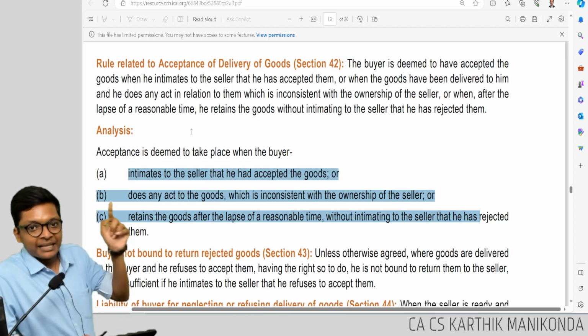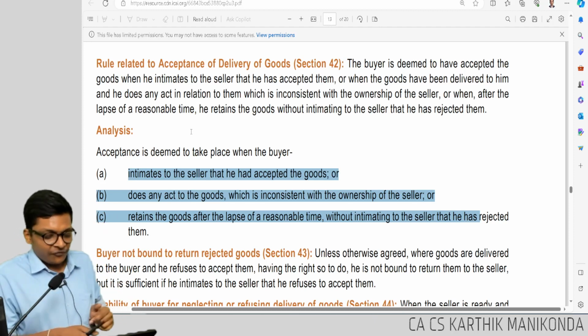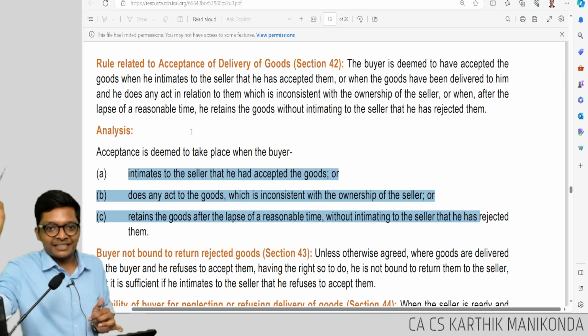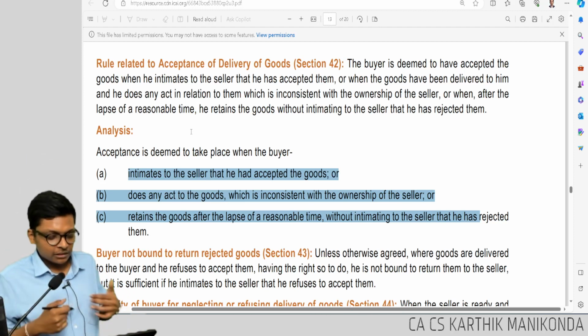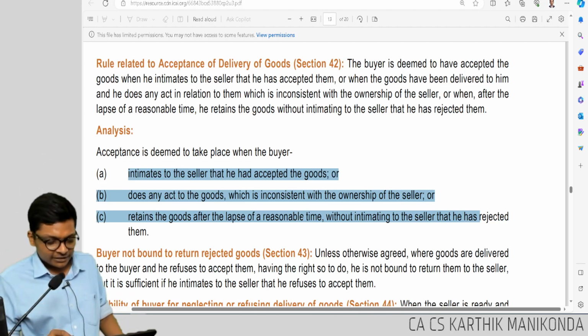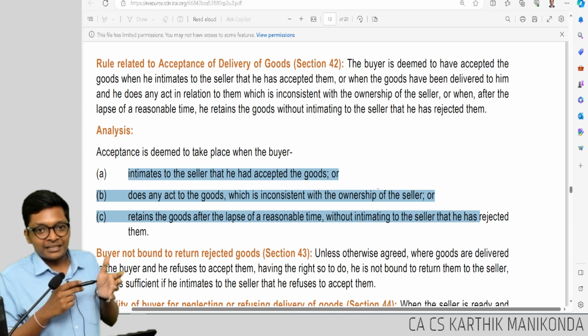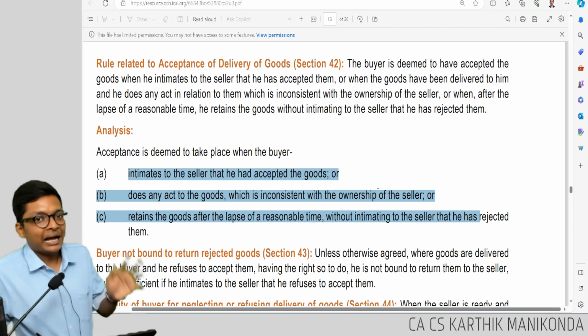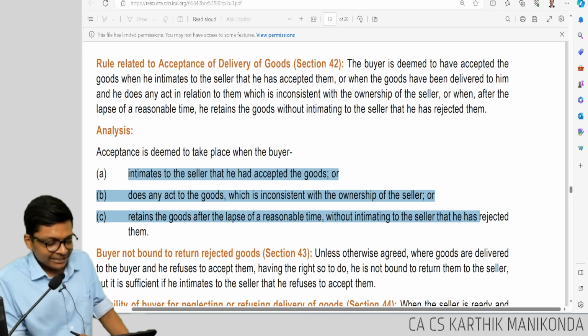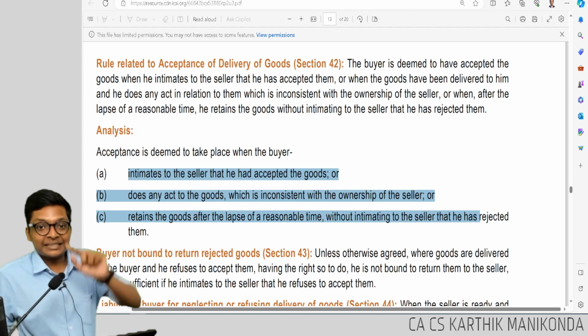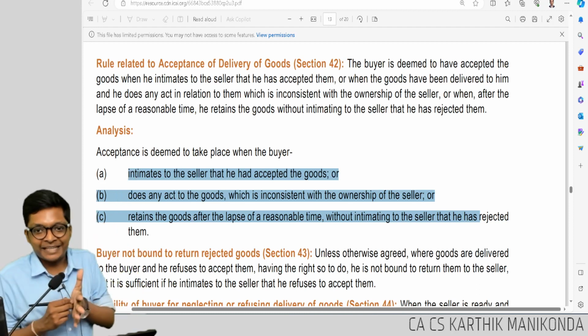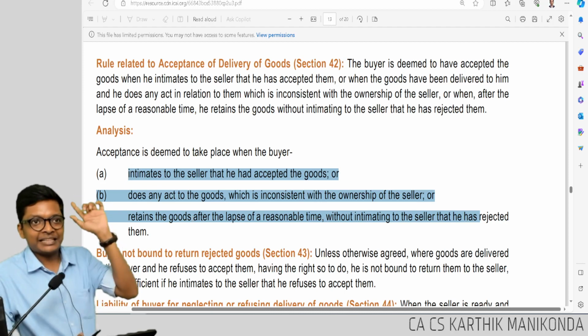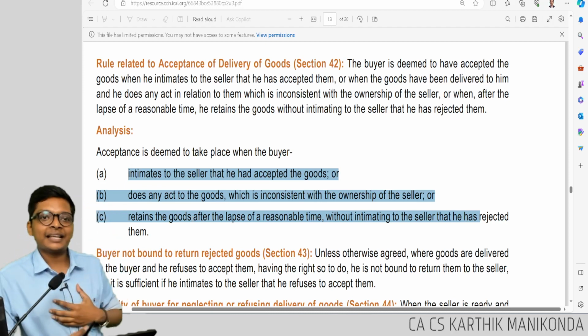Their ownership. Here, delivery. Look at the first point. Intimates to seller, yes, accepted the goods. Sale or return basis, accepted the goods. Second, does any act which is inconsistent with the ownership. Third point, retains the goods beyond reasonable time. That also we discussed. Same sale or return basis, 3 points. Their ownership, here delivery. Clear, guys?